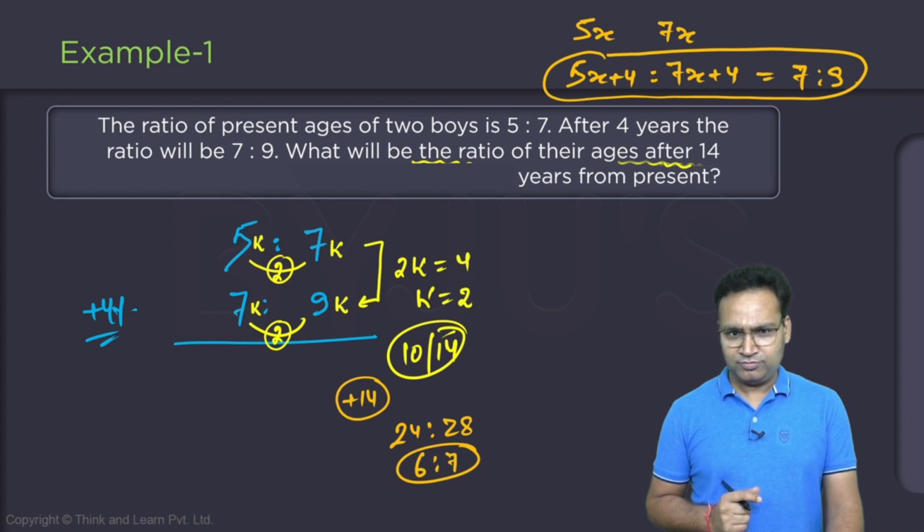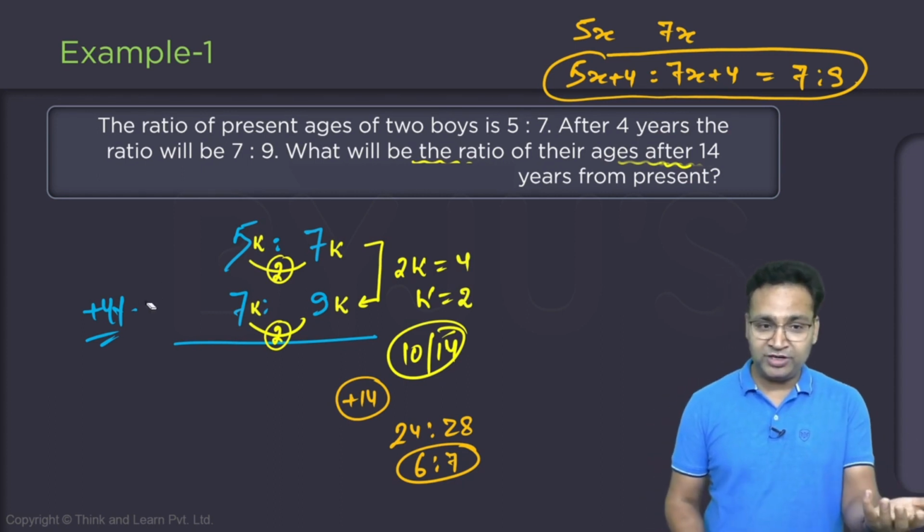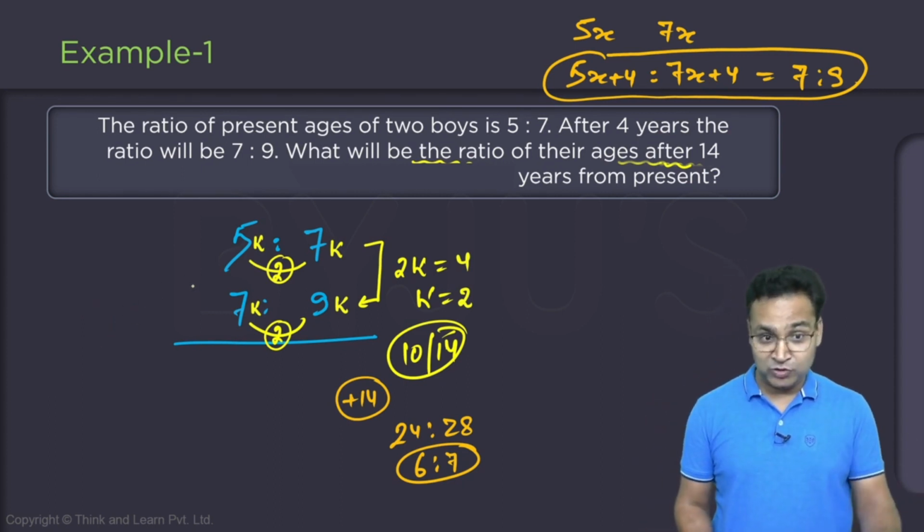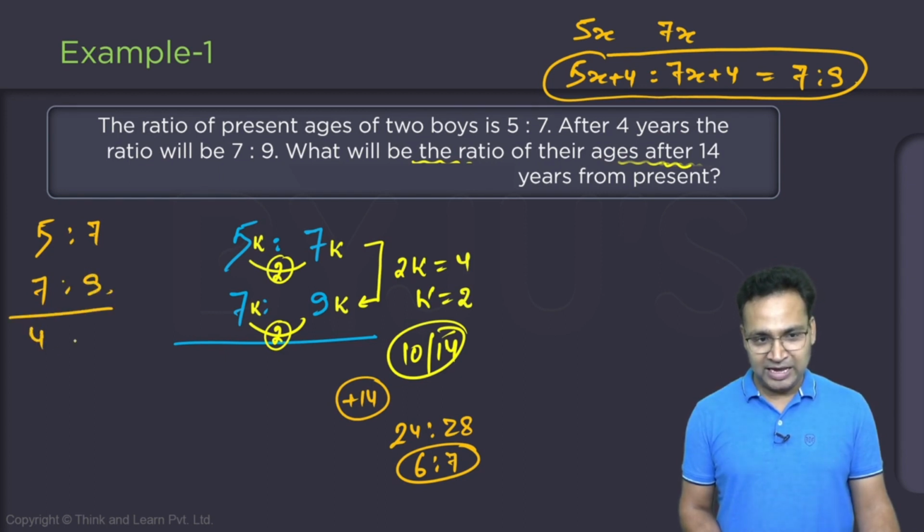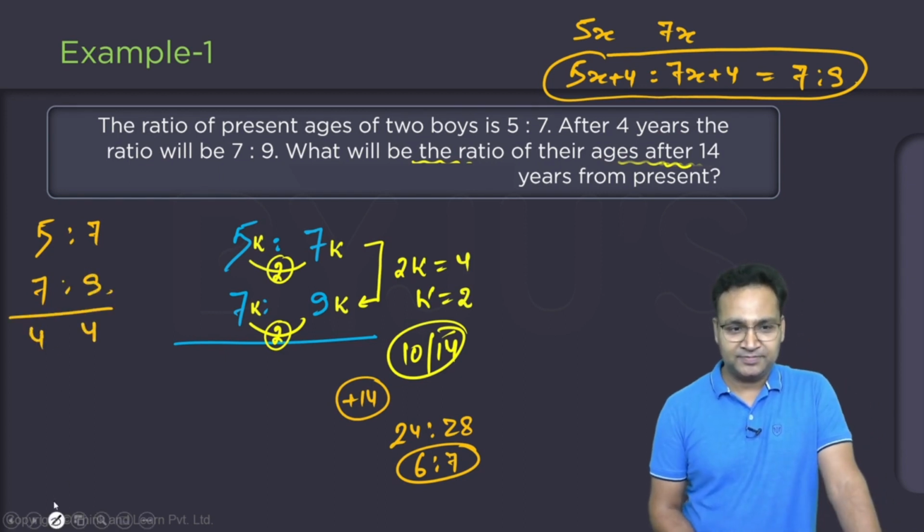Yes or no? Yes. So let me show you the double cross method that is also applicable. I can say the previous ratio was 5:7, the new ratio was 7:9, and this happened after 4 years. Clear? Let me take a double cross.